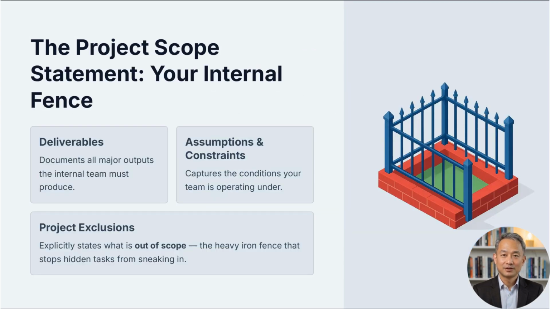While the SOW is for the vendor, the project scope statement is your internal boundary. It documents the entire scope, including major deliverables, assumptions, and constraints. Most importantly, it includes project exclusions, which explicitly state what is out of scope to manage stakeholder expectations and reduce scope creep. Think of this as the heavy iron fence you build around your internal team so no one sneaks in hidden tasks. If this fence is missing, people will dump their problems on your lawn every single time.